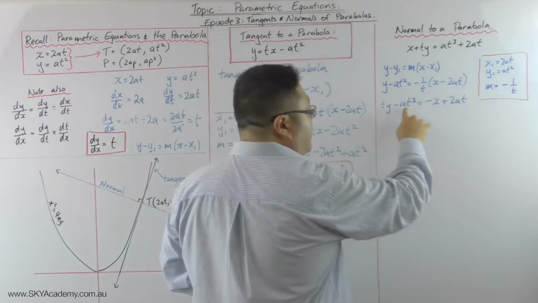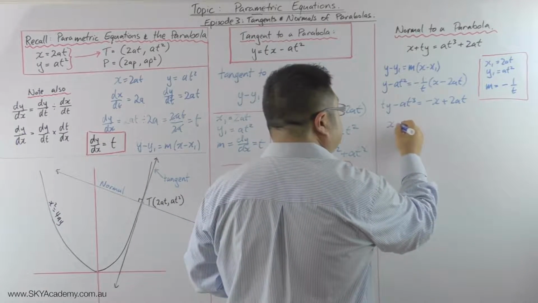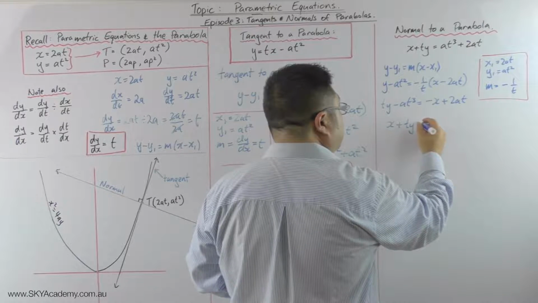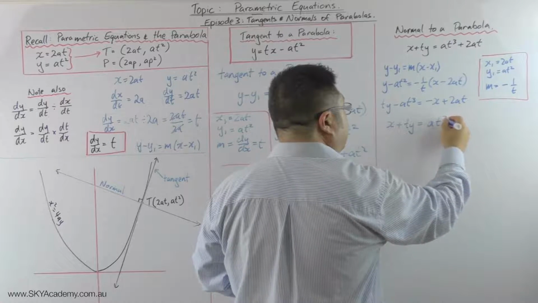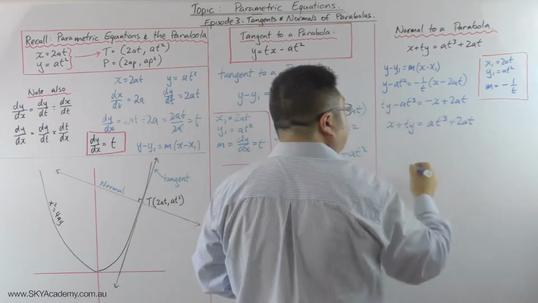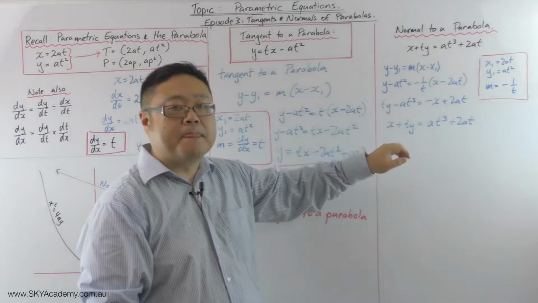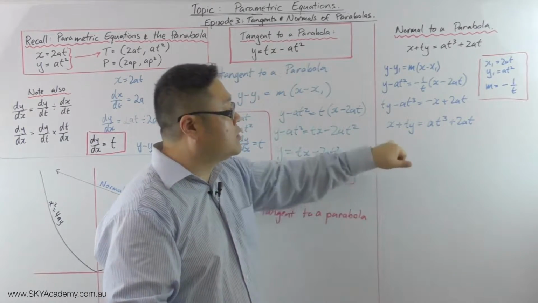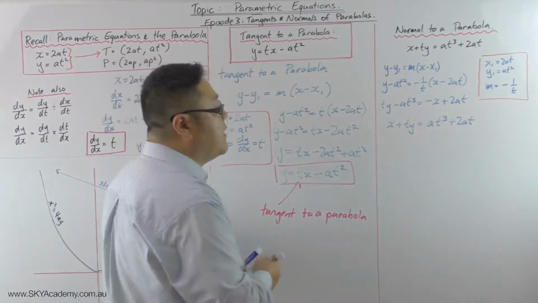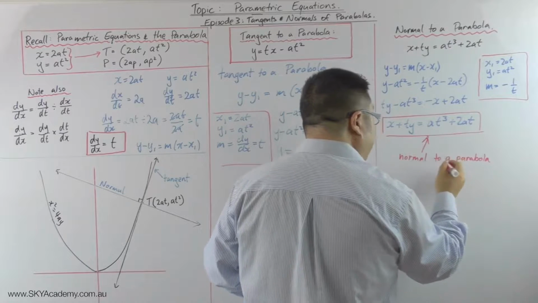Cool. We're going to bring this over to that side, that over to that side, and we're just going to simplify it out. So it's x plus ty equals at cubed plus 2at. All right, so through a simple process of just cleaning up the equation, we get that the normal to a parabola is given by this particular equation here. Okay, that's very useful for us. So that's the normal to a parabola.